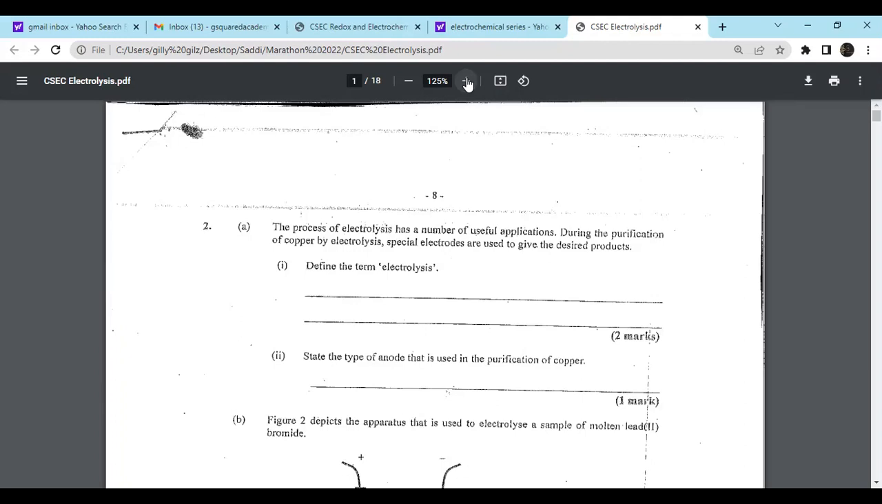All right. The examiner is looking for some terms: breakdown, electrolyte, passing of electric current through it. Those 3 things are critical. If you don't have them, chances are you won't get a mark.